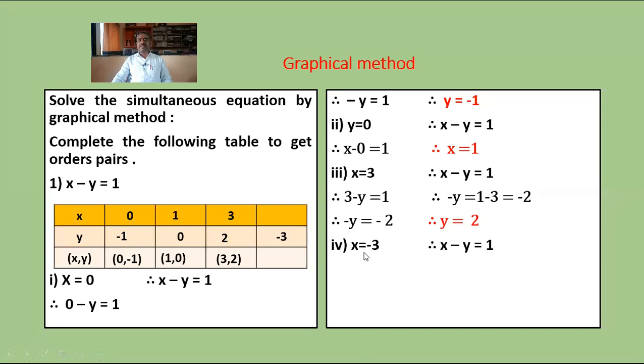And last, number 4, y is equal to minus 3, find the value of x. x minus y is equal to 1. Therefore, the value of y is equal to minus 3 here. x minus of minus 3 is equal to 1, minus minus plus, x plus 3 is equal to 1. Therefore, x is equal to 1 minus 3, then x is equal to minus 2. When y is equal to minus 3, x is equal to minus 2 and the coordinate point is (minus 2, minus 3). In this way, we determine the 4 coordinate points of the given linear equation in 2 variables.